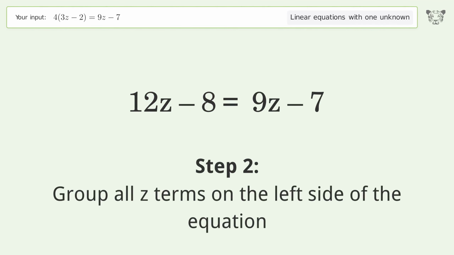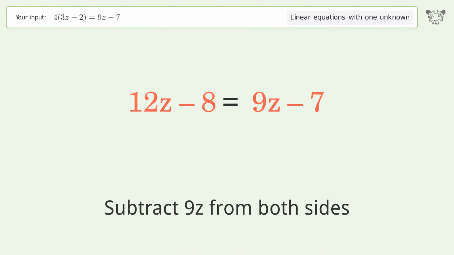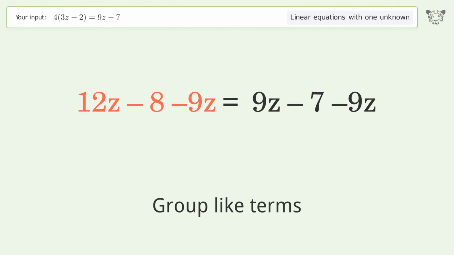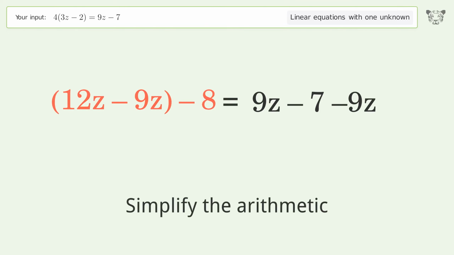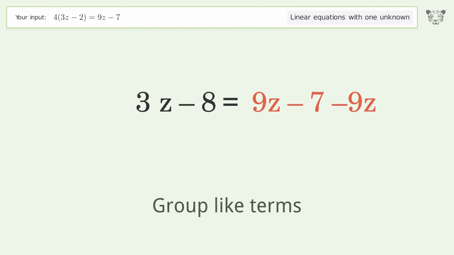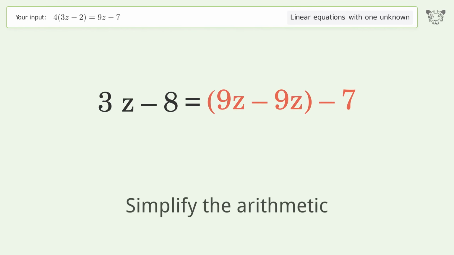Group all z terms on the left side of the equation. Subtract 9z from both sides. Group like terms. Simplify the arithmetic. Group like terms. Simplify the arithmetic.